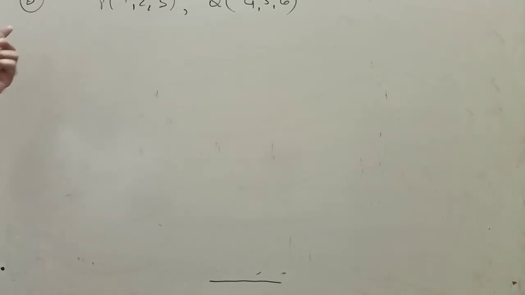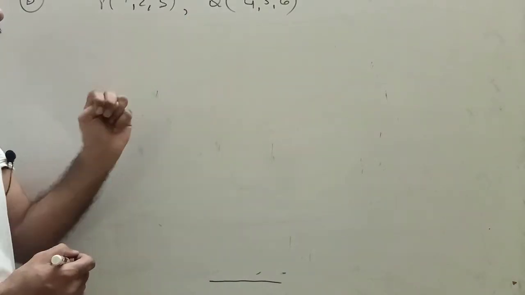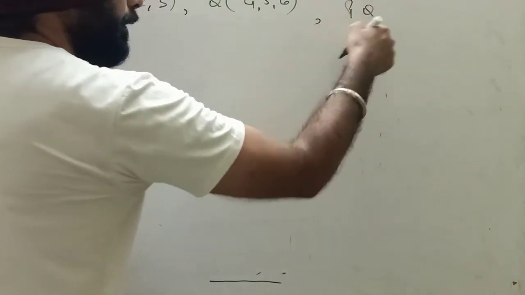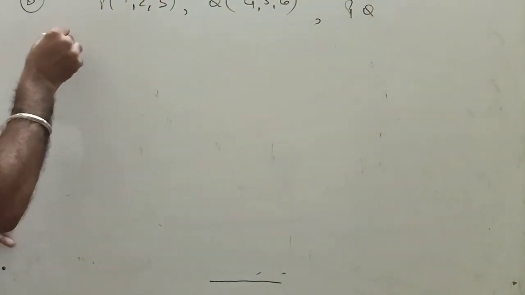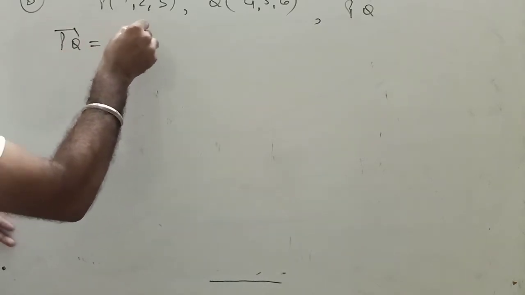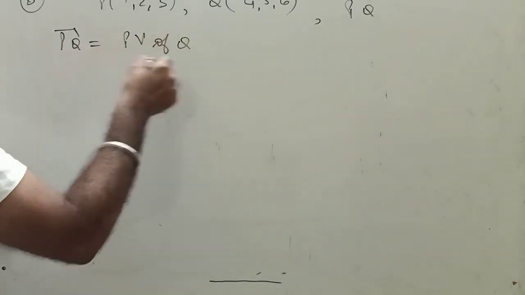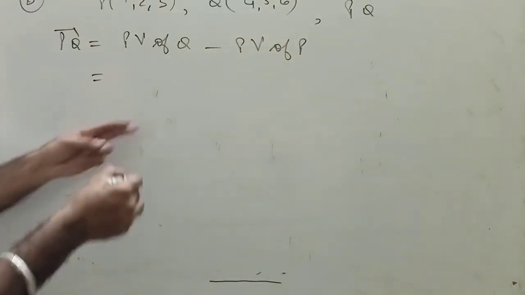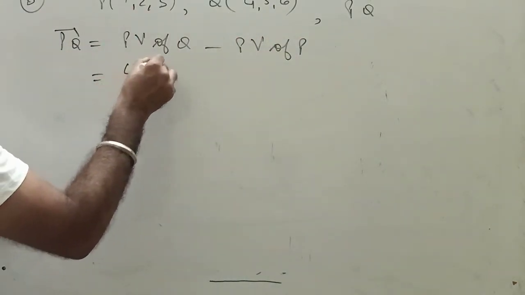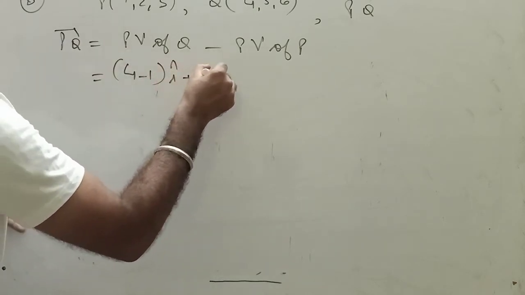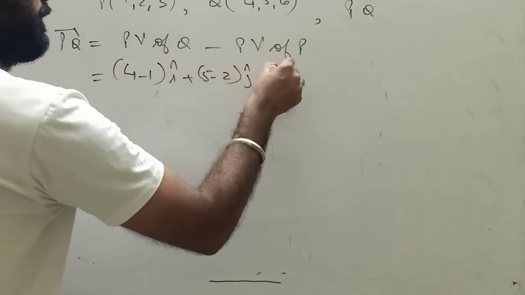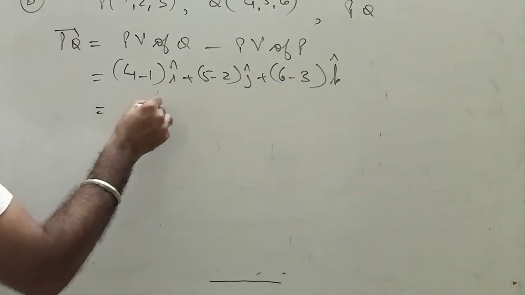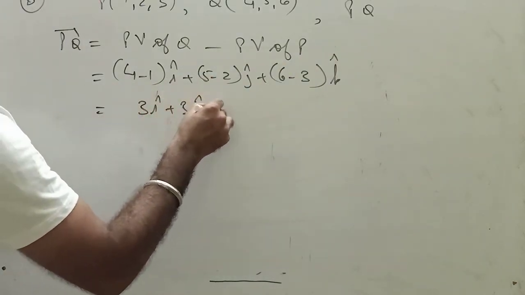Now let us take question number 8. P and Q are the points and we have to find the unit vector in the direction of vector PQ. So first of all find what is PQ vector. It is equal to position vector of Q, the final, minus position vector of P, that is the initial vector. So final minus initial: 4 minus 1 i cap plus 5 minus 2 j cap plus 6 minus 3 k cap, and this is equal to 3 i cap plus 3 j cap plus 3 k cap.